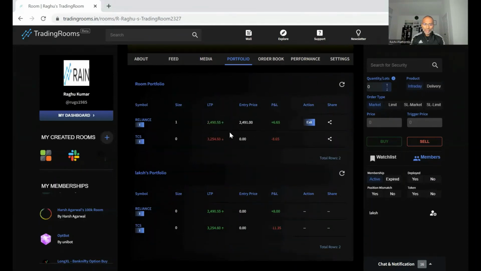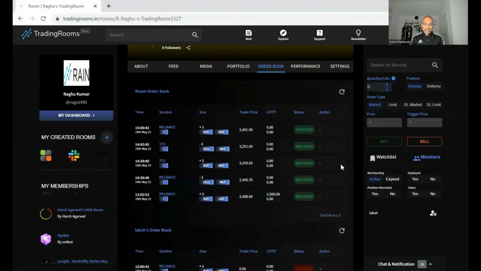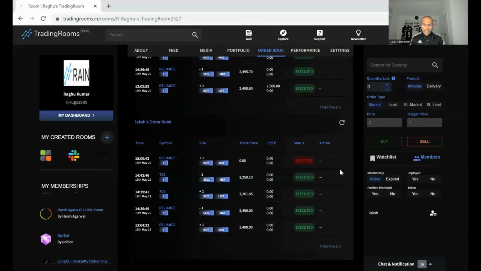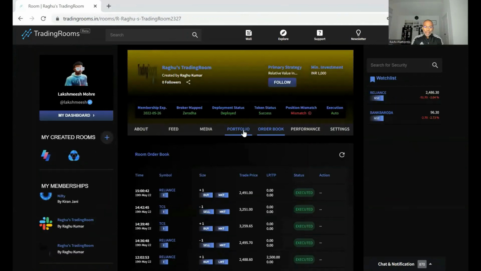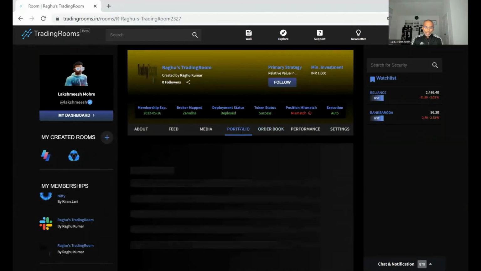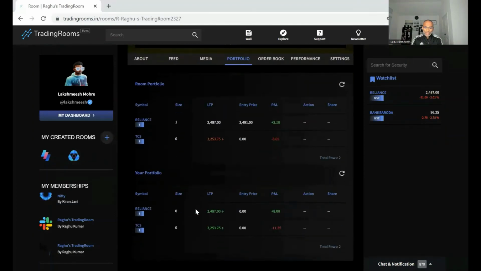Where I have a position of 1 share, but this position was not taken on Lakshmish's order book for whatever reason, right? So we have tried to recreate a situation where an order did not go through, and basically I'm going to see how Lakshmish, if he's logged in, can actually correct the position. So what I'm going to do is I'm just going to log out and I'm going to log in as Lakshmish.